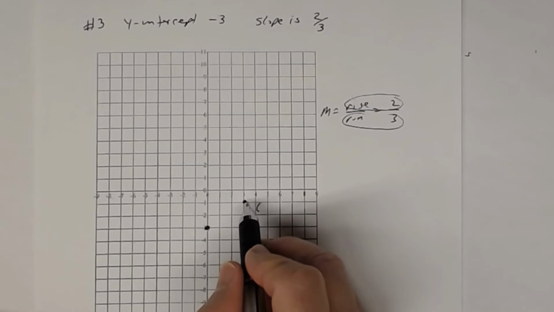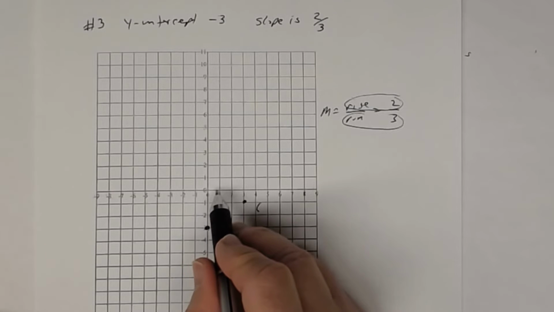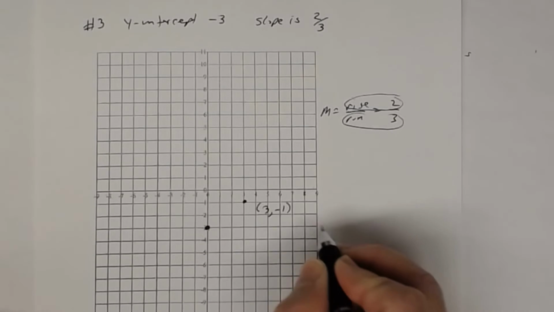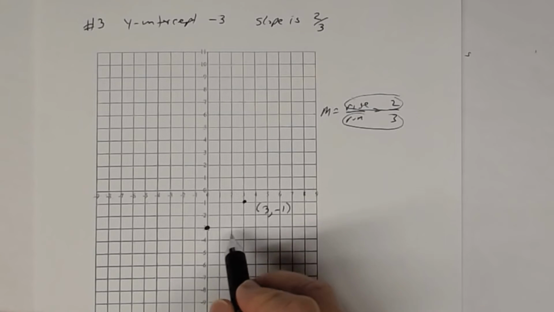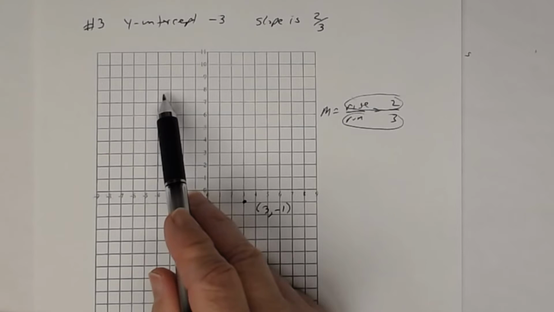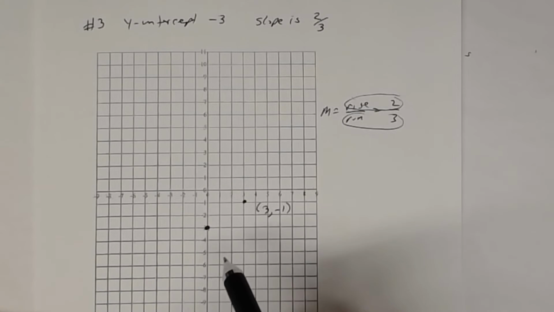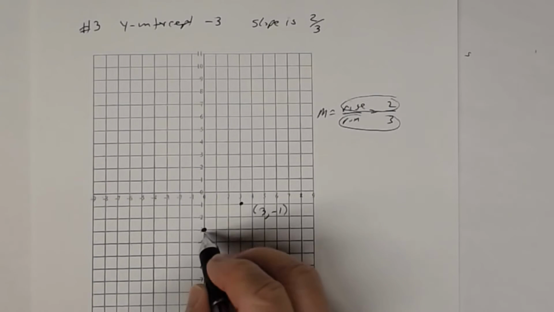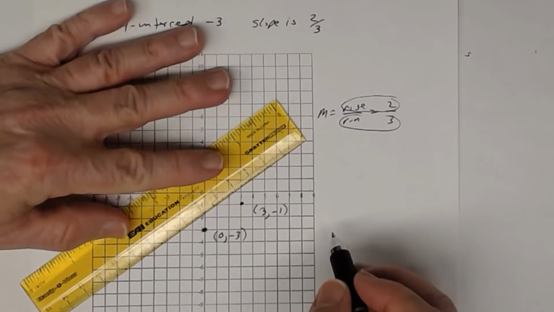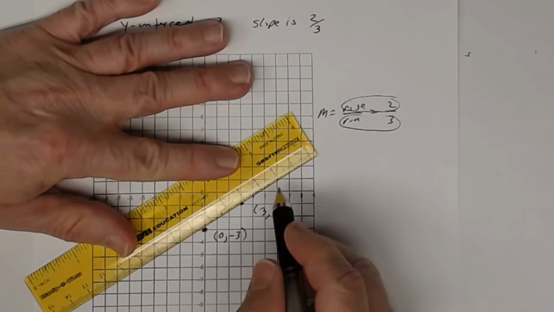Remember, to label that point, you always start at the origin. Go to the right 3, down 1. So that's 3, negative 1. So this point, remember, is in the 4th quadrant. So remember your quadrants: quadrant 1, quadrant 2, quadrant 3, quadrant 4. All right, and this point here is 0, negative 3. That's the y-intercept. And then draw your line, and you got it.